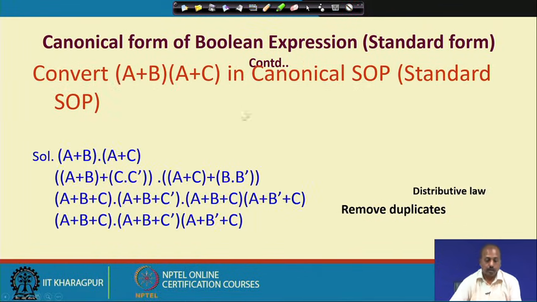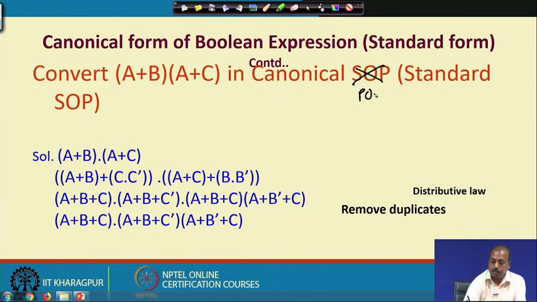Another expression is AB plus AC. This we are converting into canonical POS form. So this is not SOP, this is POS form, product of sum form, which is also known as the standard product of sum form. Okay. So we have got the POS form.